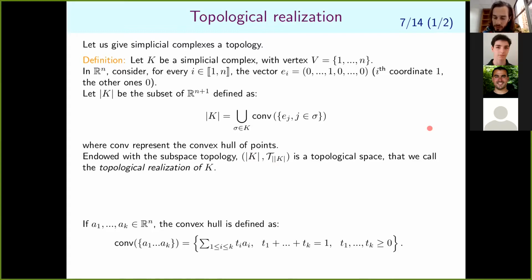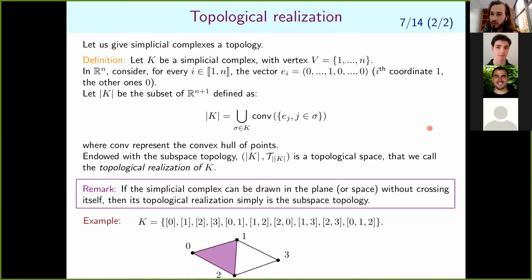So this is a bit abstract. We can do simpler. If you are able to draw your simplicial complex in the plane, drawing meaning without self-intersection. You have to make sure that the edges, the simplices, do not cross each other. If you are able to draw your simplicial complex in the plane, then this topological realization simply is this subset endowed with the subspace topology of R2, the plane.